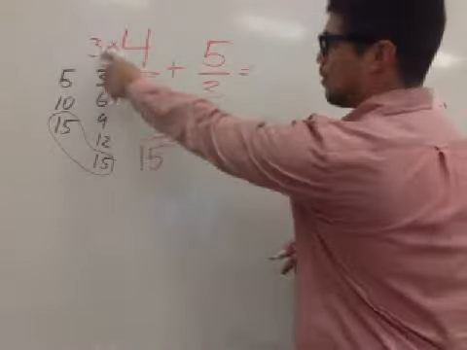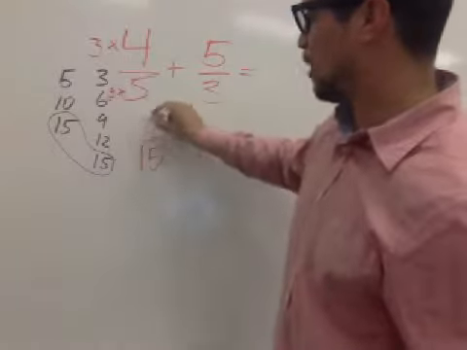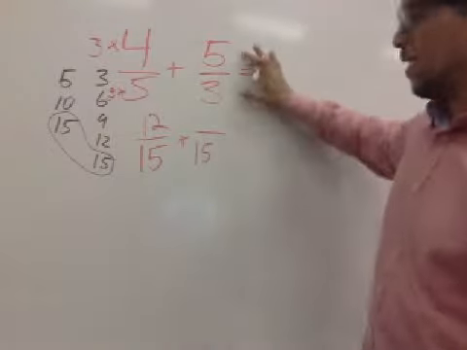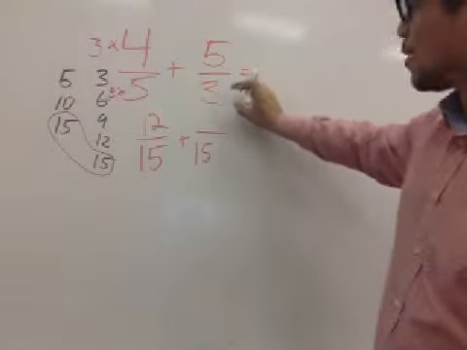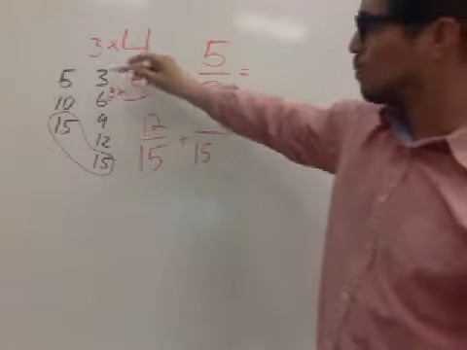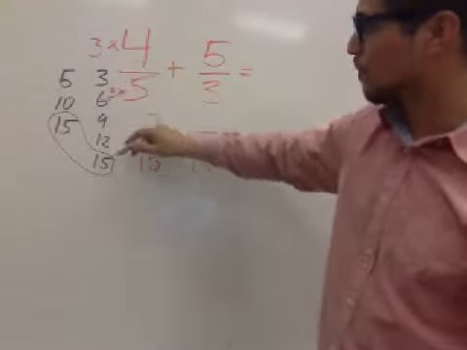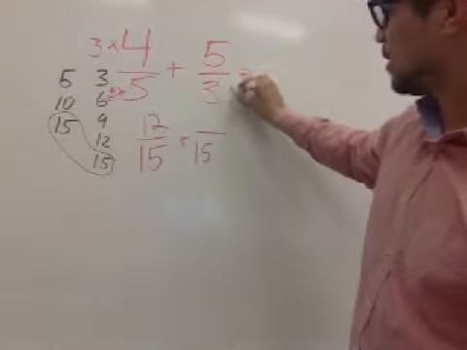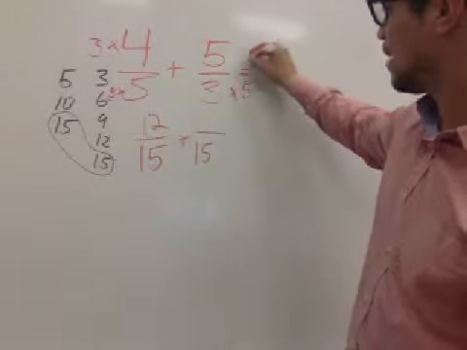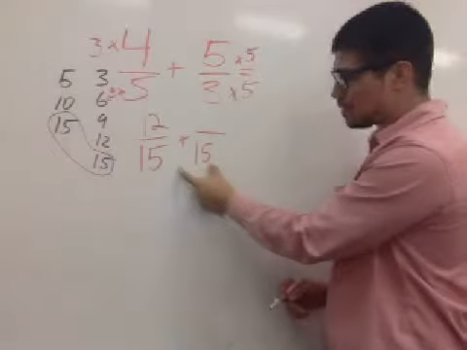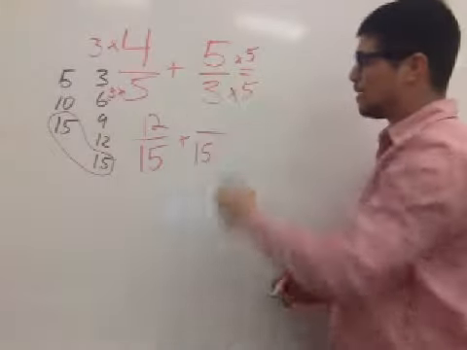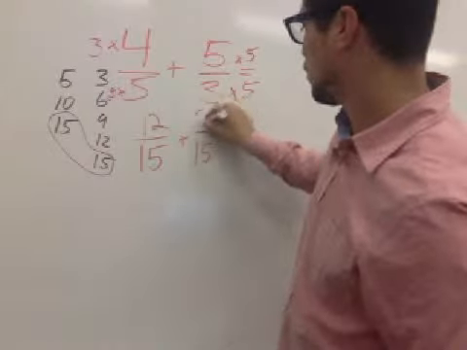So now I have 3 times 4, and that gives me 12. Now for the other side, I don't multiply by 3. How do I go from 3 to 15? Well, I can multiply it by 5. So 3 times 5 is 15, and I also have to multiply the top, so 5 times 5 gives me 25.